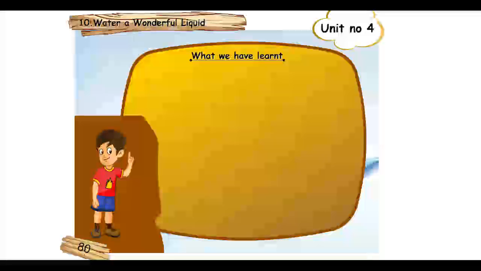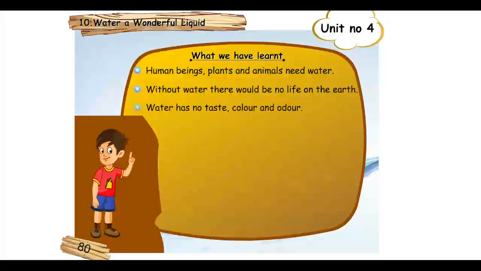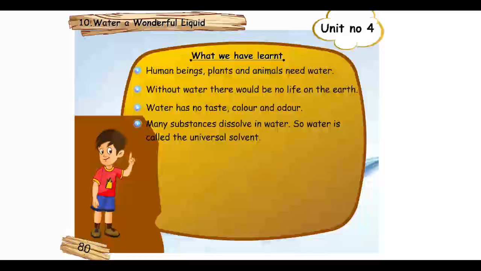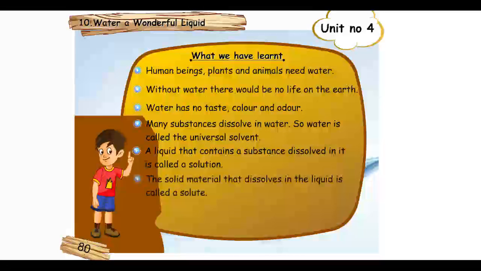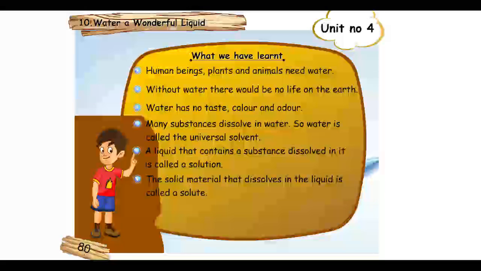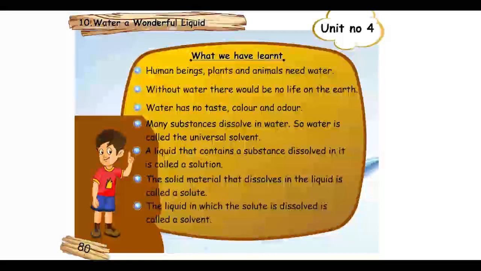What have we learned? Human beings, plants and animals need water. Without water, there would be no life on the earth. Water has no taste, color and odor. Many substances dissolve in water. So, water is called the universal solvent. A liquid that contains a substance dissolved in it is called a solution. The solid material that dissolves in the liquid is called a solute. The liquid in which the solute is dissolved is called a solvent.